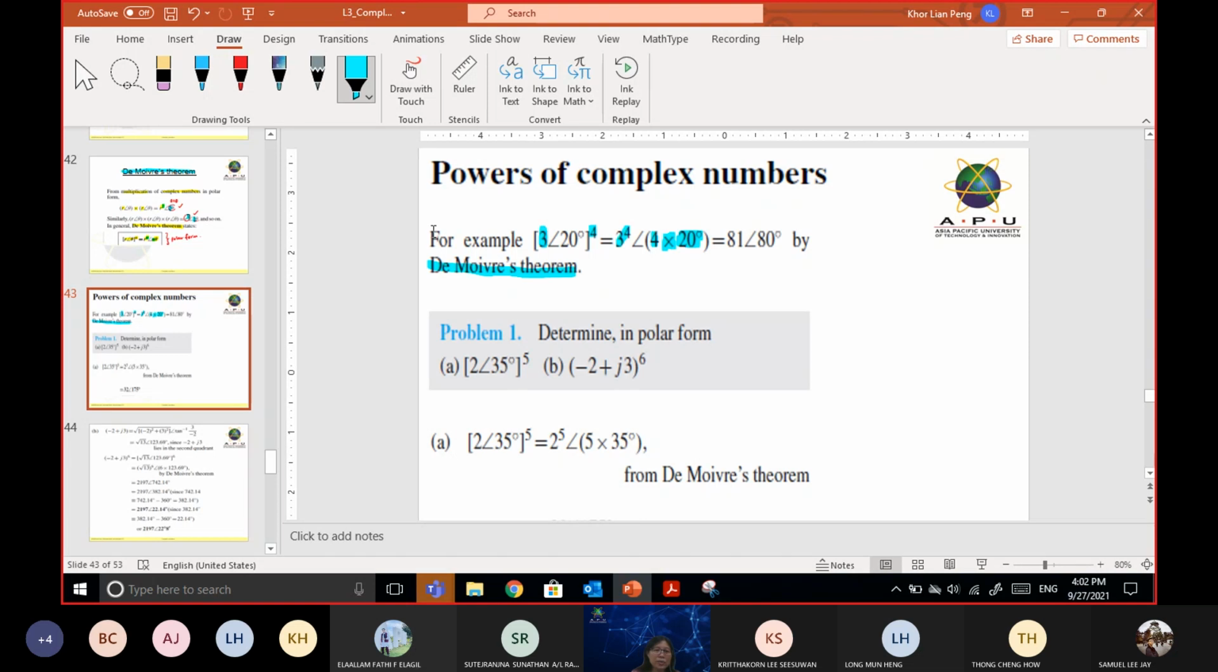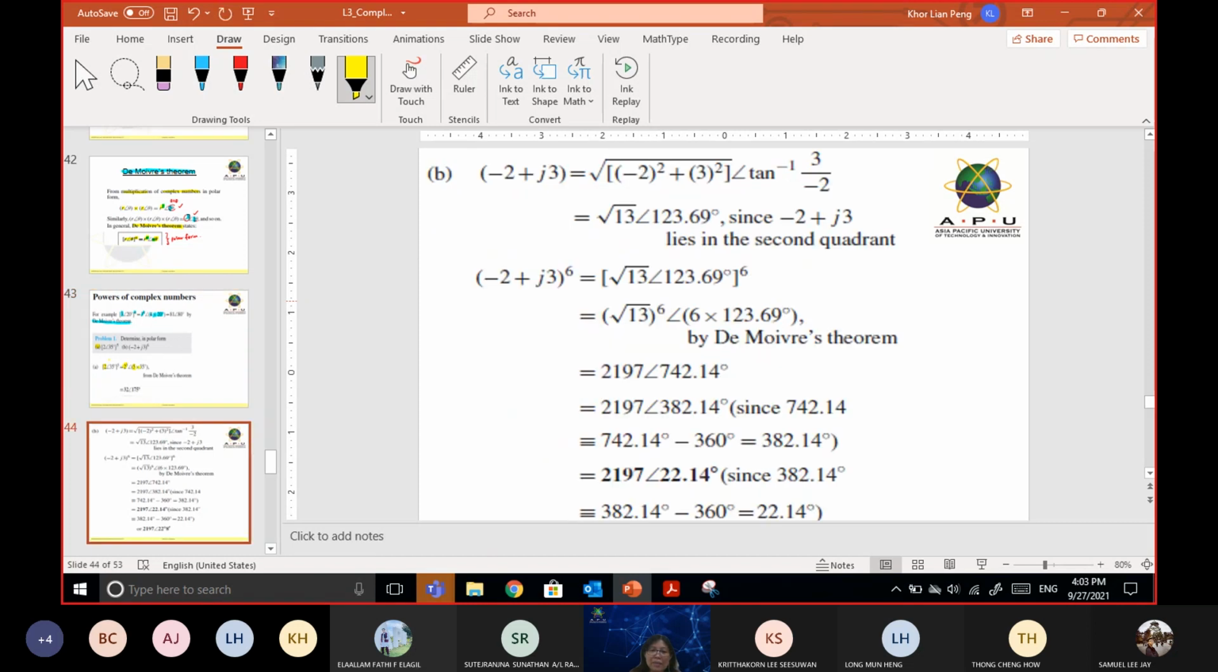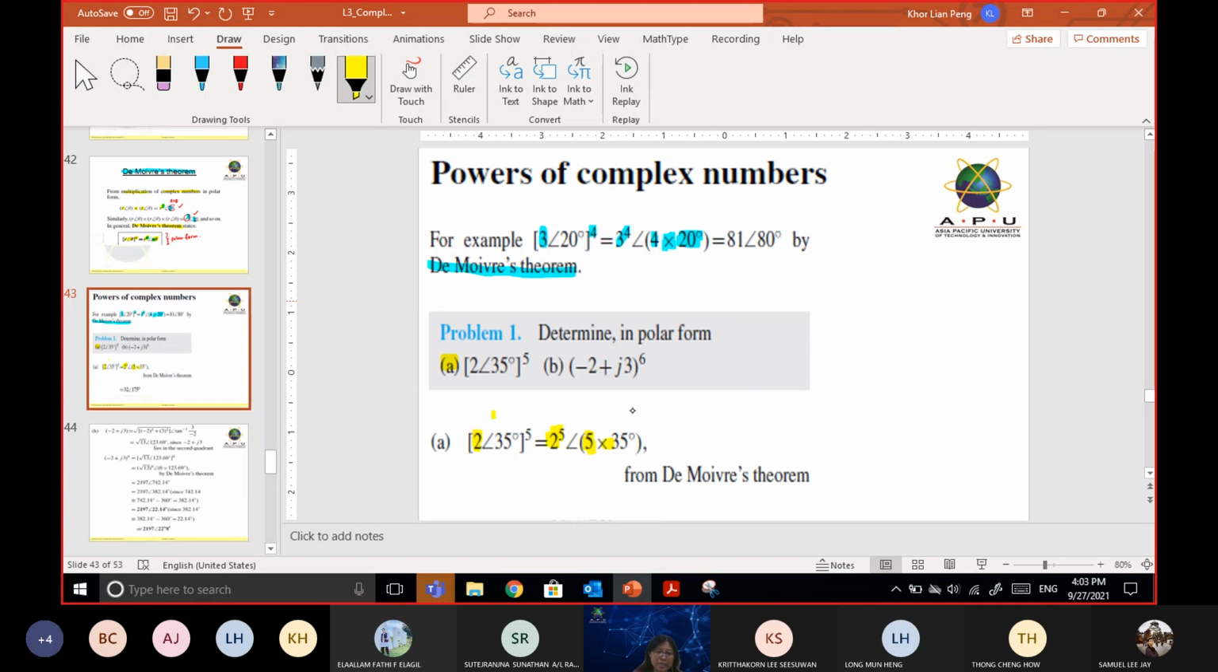Now let's look at the first question here. This one is already in the polar form. So if you want to calculate the power of 5, it will be very easy. For the r, which is our 2, you calculate 2 to the power of 5. Then for the 35 degrees, you need to multiply by 5. This is de Moivre's theorem. If the numbers are already in the polar form, then it will be very easy. So if I write the answer, 2 to the power of 5 is 32. 5 times 35 is 175. Okay, so this is the answer.